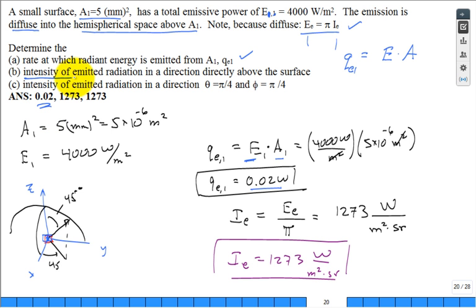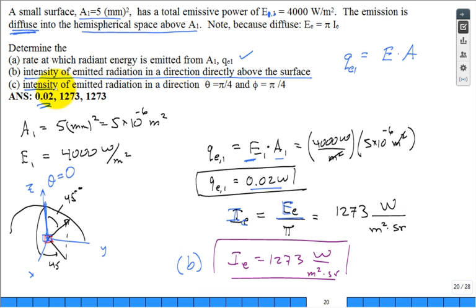What is the intensity of the emitted radiation in a direction directly above the surface, straight up, where theta is equal to 0? Because it's a diffuse emitter, I sub E is equal to E divided by pi, and you get 1273 watts per meter squared steradian. That's the answer for part B.